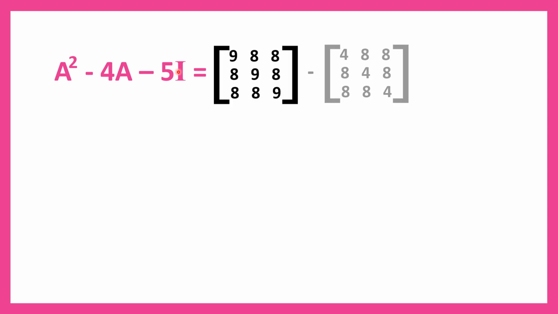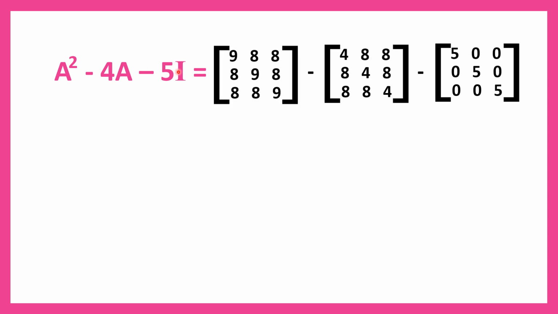And let us proceed to our next step. We have to find A square minus 4A minus 5I. So first we have to subtract this matrix from this matrix, and from that we have to subtract this matrix. Or we can do this subtraction together. That is, each element of each matrix in the corresponding position can be selected and subtracted.